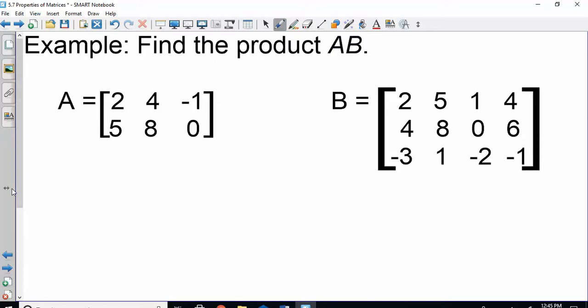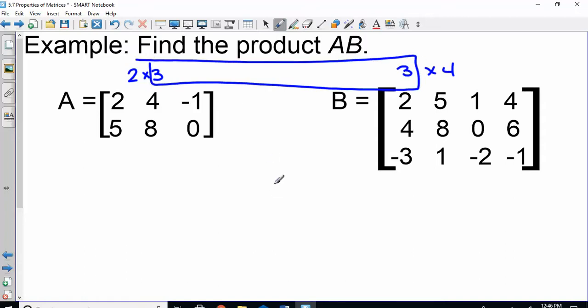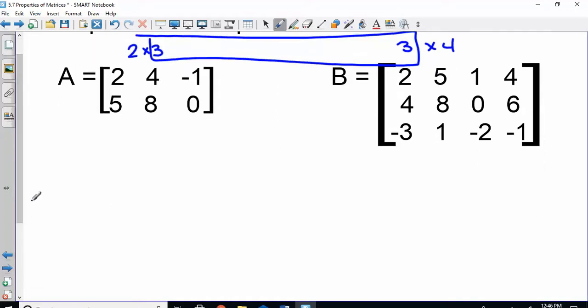I want to find A times B. Order will matter on multiplying matrices. So unlike in general with multiplication where you can flip the order, you cannot here. We have to check to make sure that we can multiply. So what is the size of this first matrix? 2 by 3. What's the size of the second one? Okay. These threes match. That tells me we can multiply them. And my final answer will be what size? 2 by 4. So my final answer will have 2 rows and 4 columns.